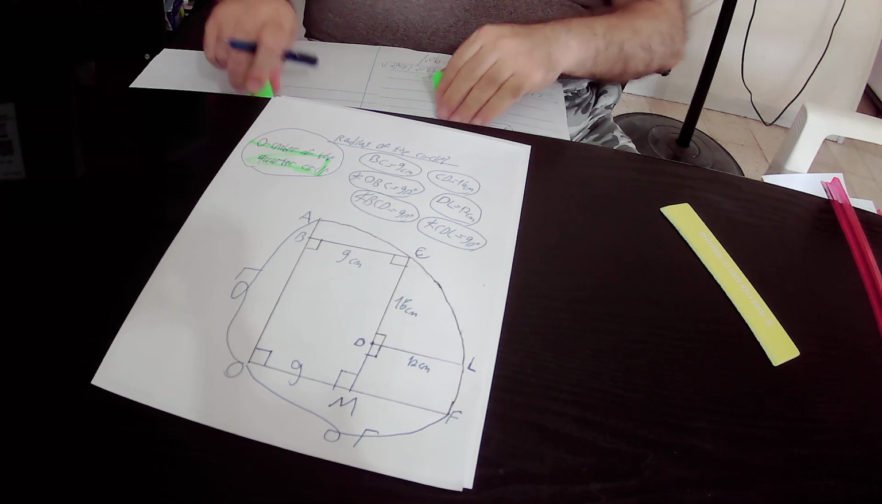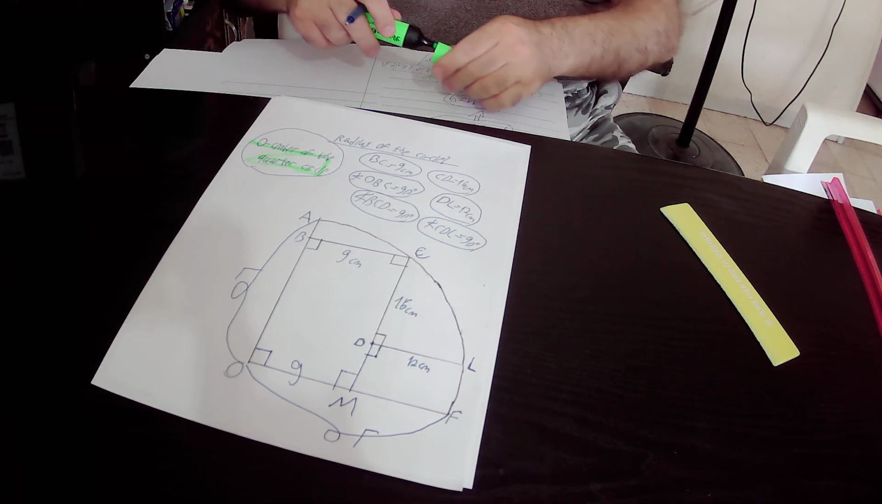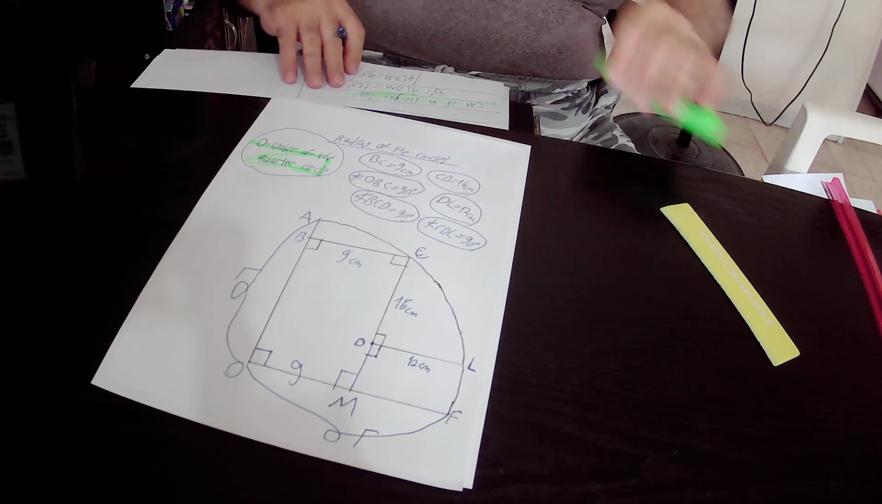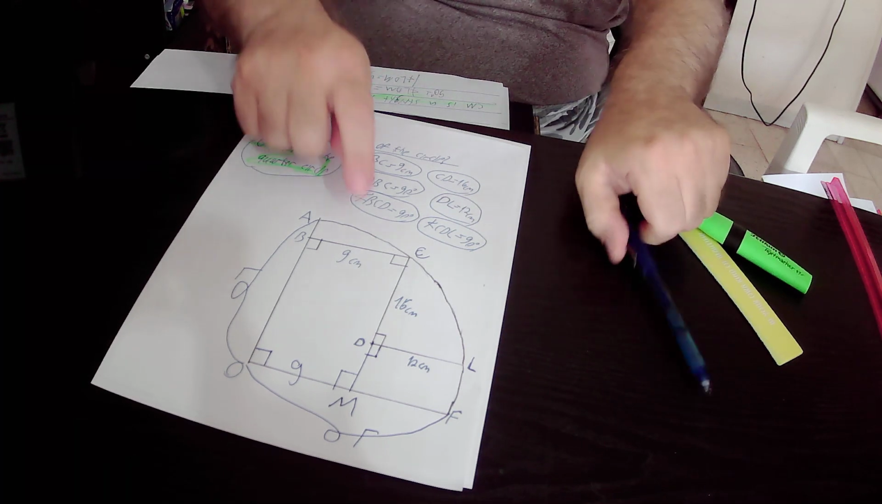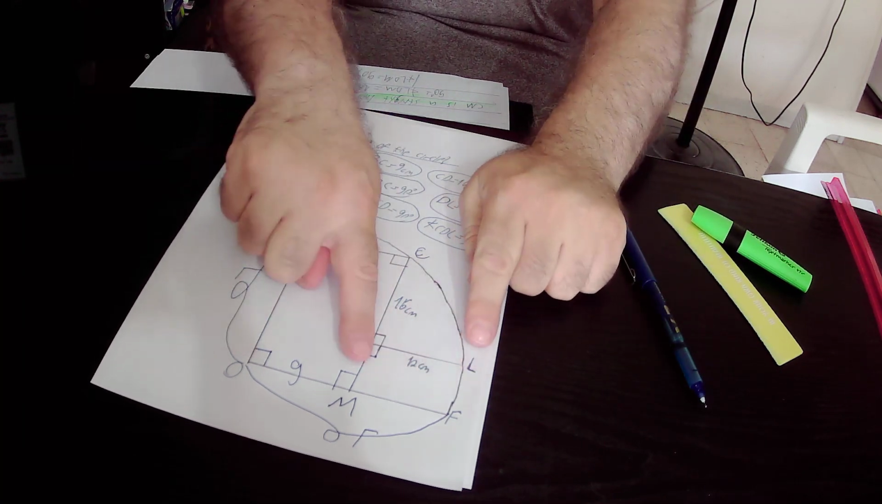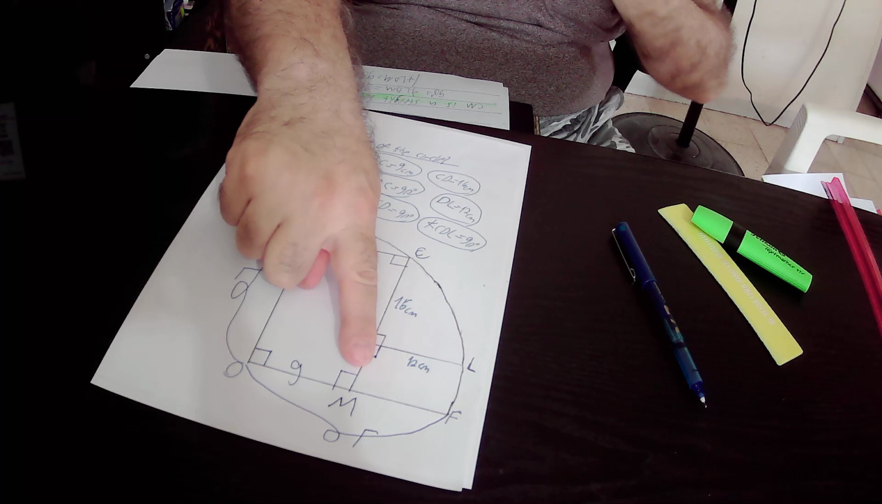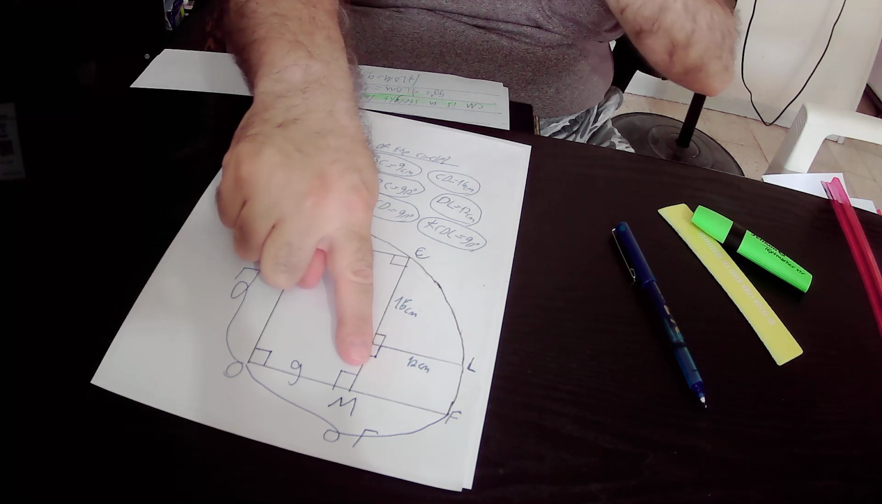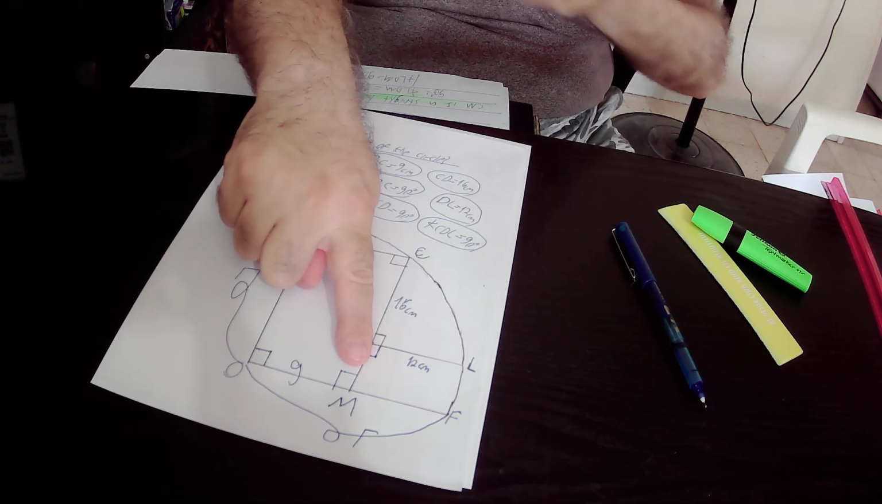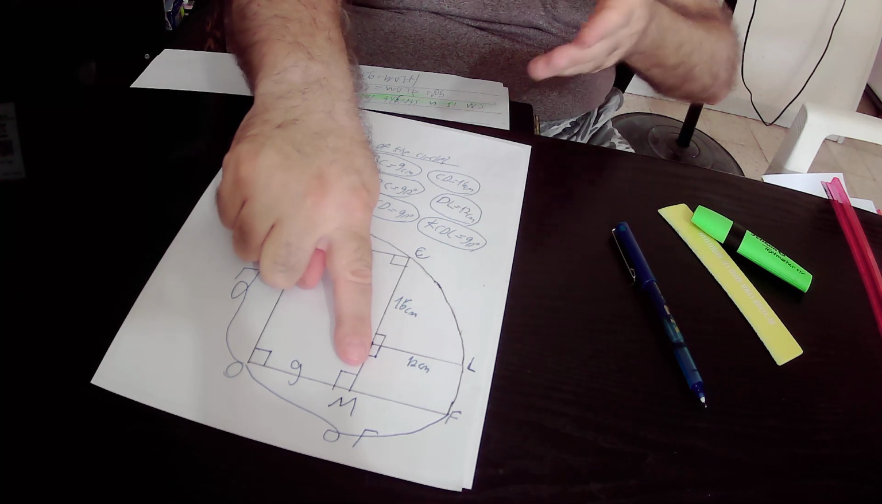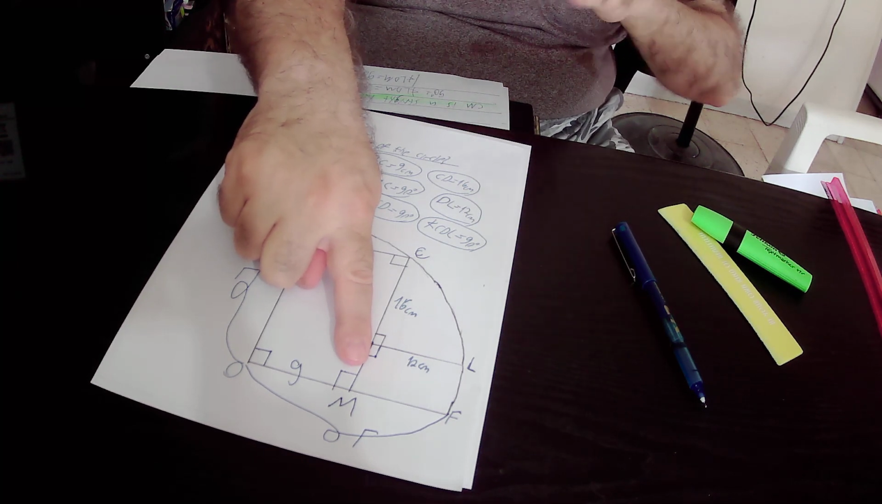So if we focus on the upper side of the straight line OF at point M, the sum of the angles here must be equal to 180 degrees according to rule number 3, that the sum of the angles on one side of a straight line is equal to 180 degrees.